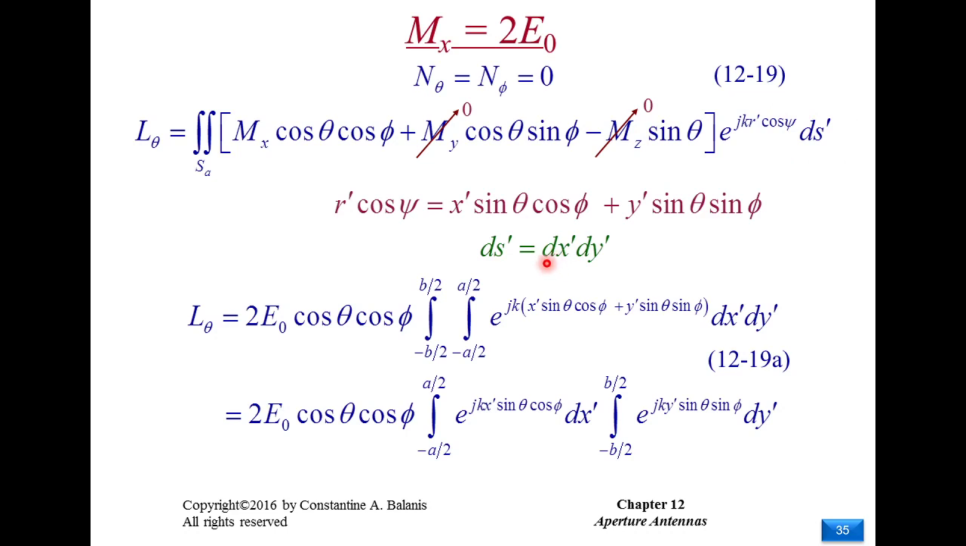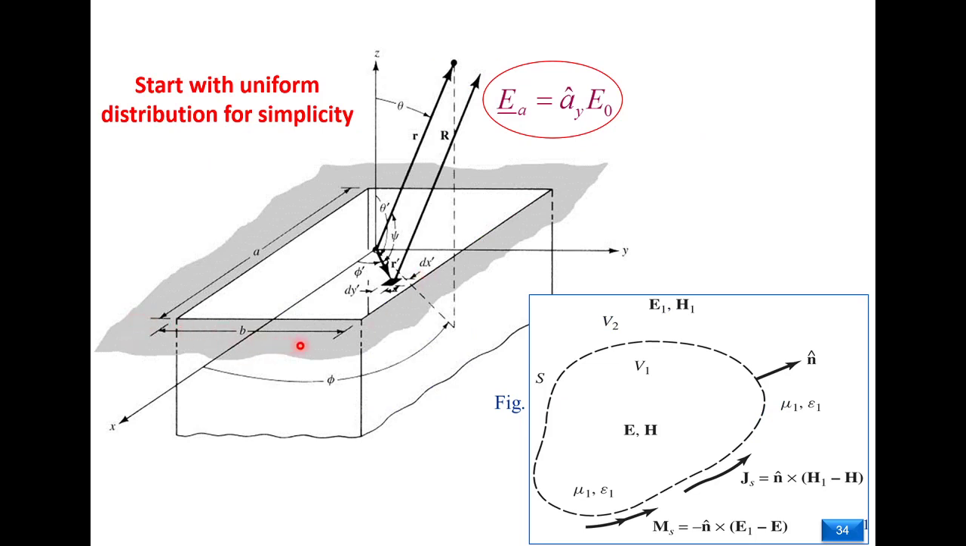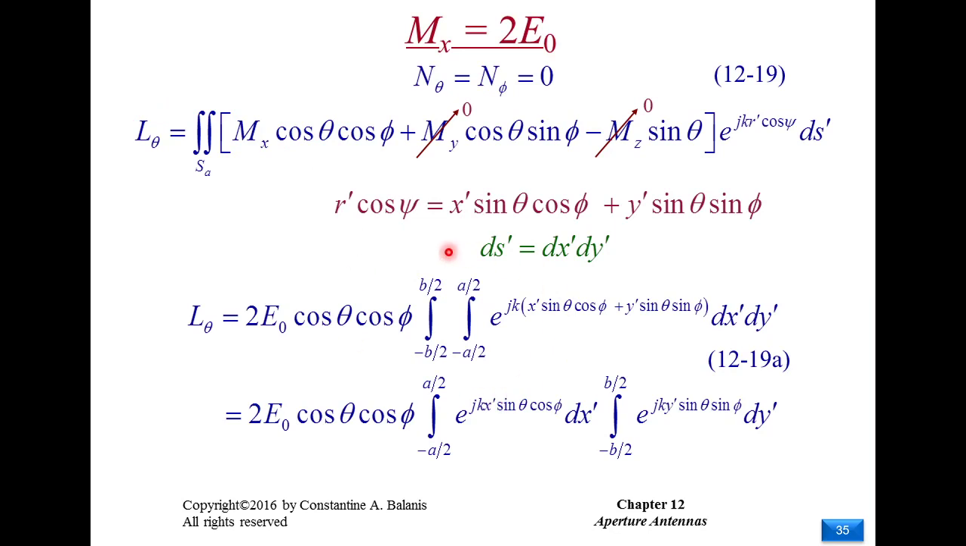So we are integrating across dx prime, dy prime, depending on the dimension of the aperture, from x equal minus a over 2 to x equal a over 2, and y equal minus b over 2 to plus b over 2. So these are the limits of the integration, and this integration we can separate easily because it's uniform, so we don't have anything depending on x or y in the magnitude, just in the phase, and this is a very simple integration.